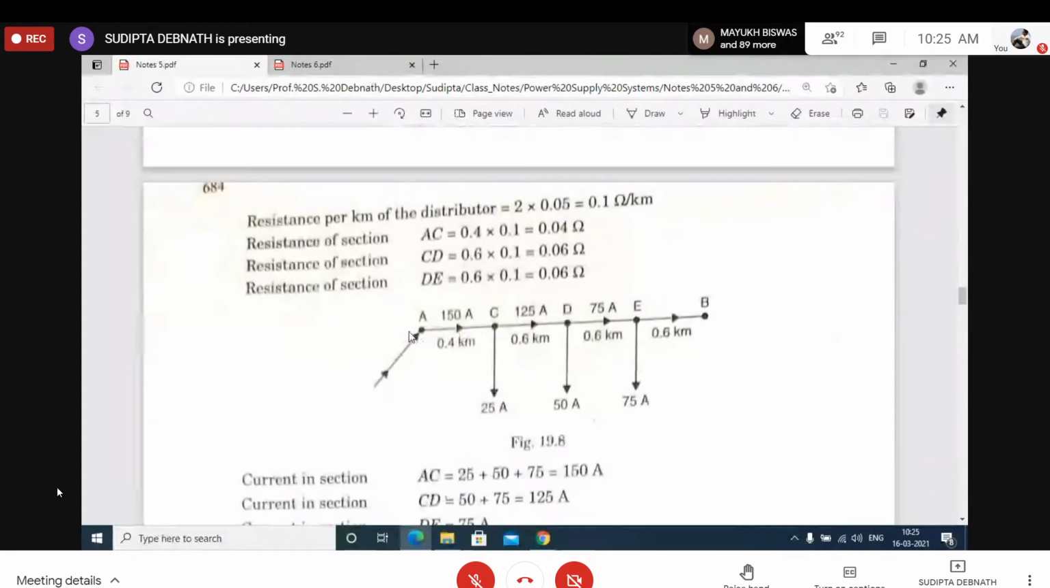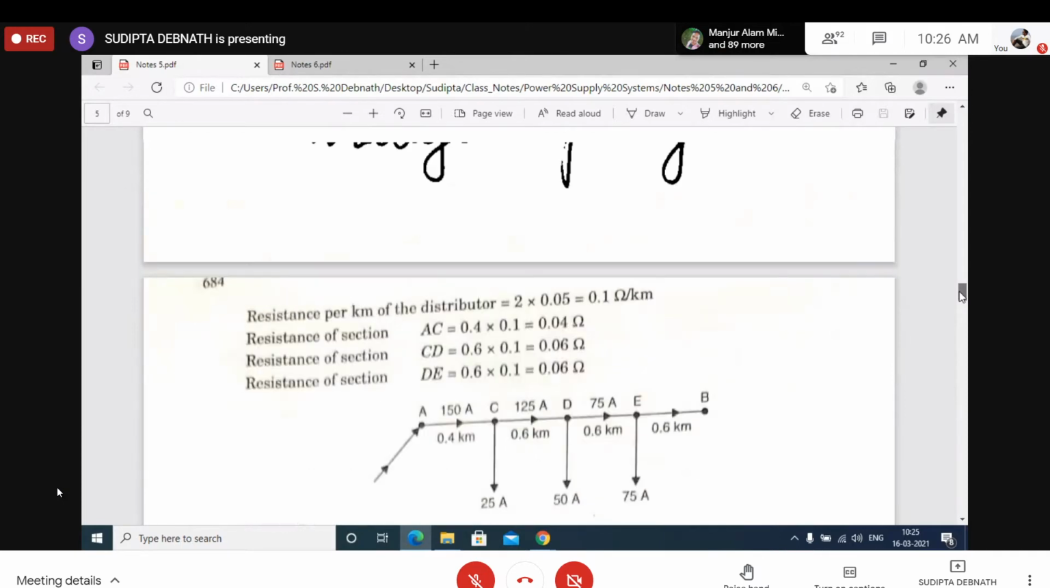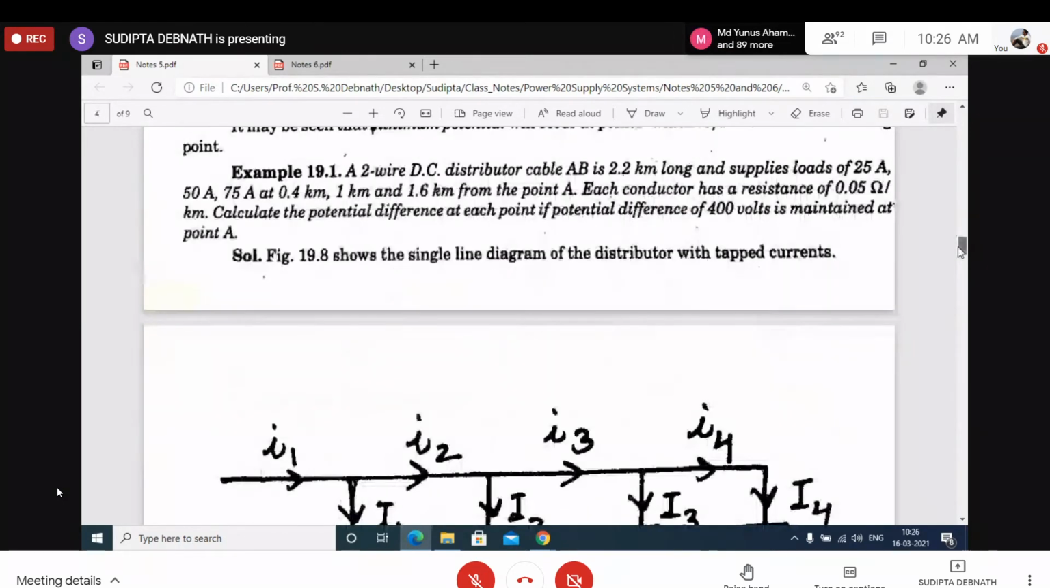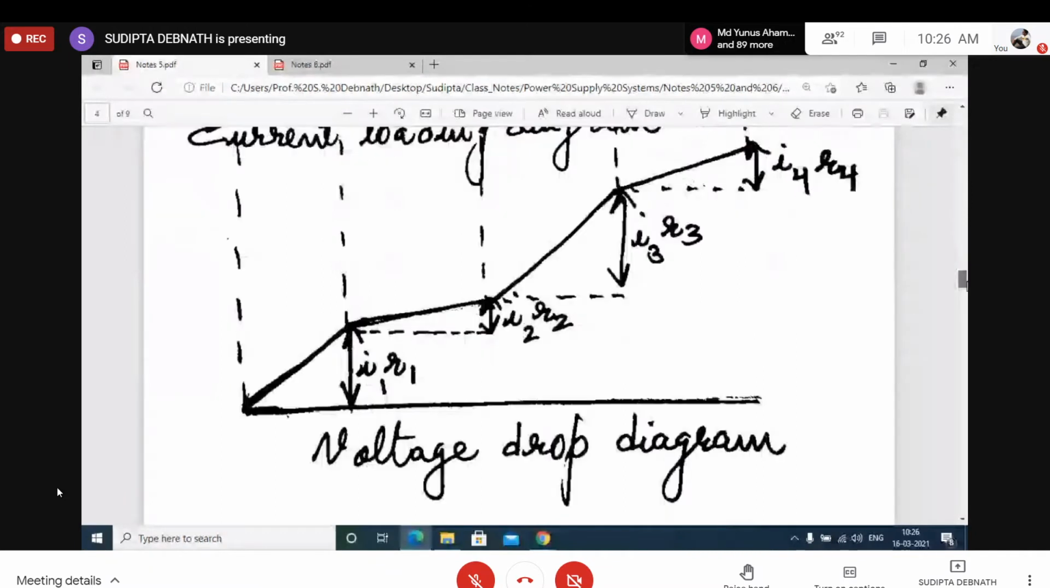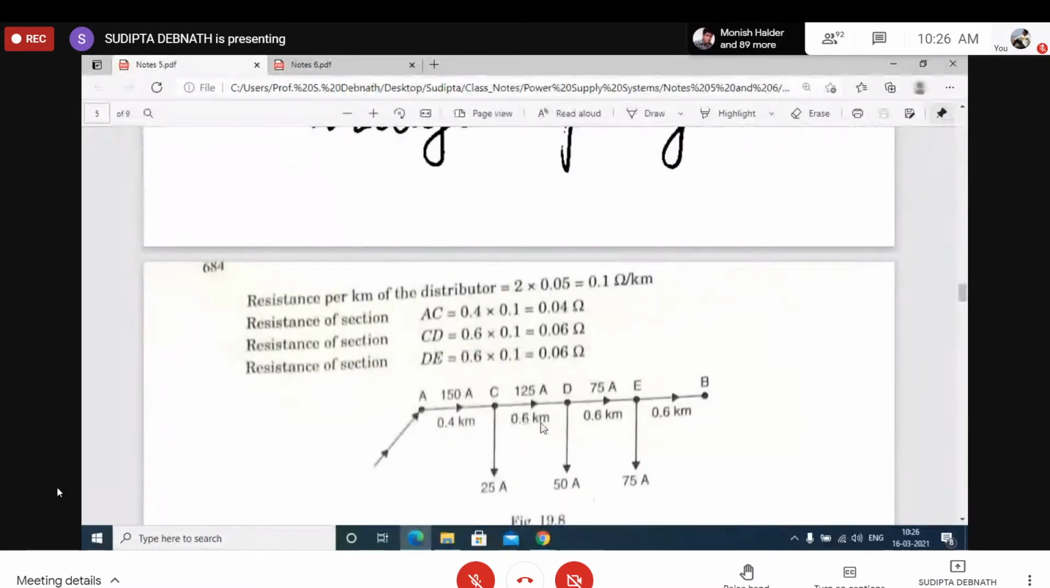It is given 25 ampere at 0.4 from A, 50 ampere at 1 kilometer from A. That means if it is 1 kilometer from A, then it must be 0.6 kilometer from this point C. So these distances are given and these loads are also given. And the remaining portion is not given, but you can easily write down the length, because the total length is given.